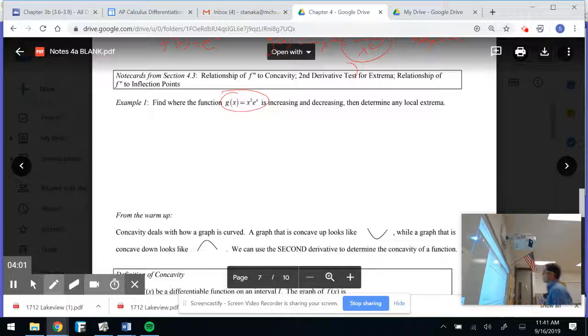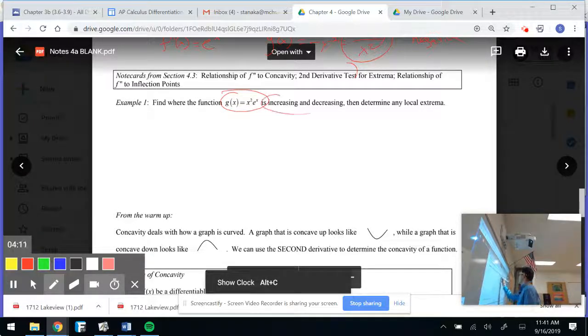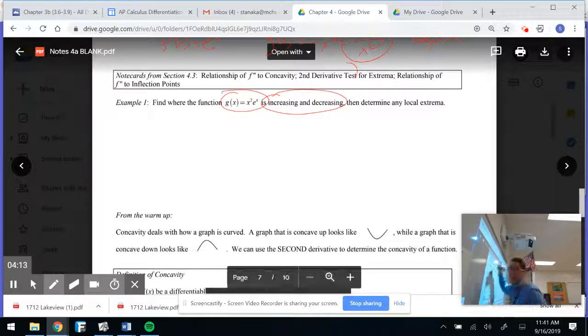It says, find where the function is increasing, decreasing, determine any local extrema. So remember, the way we want to do increasing and decreasing in AP Calc is we want to find critical points. And when the question asks increasing and decreasing, it should be light bulb, first derivative.